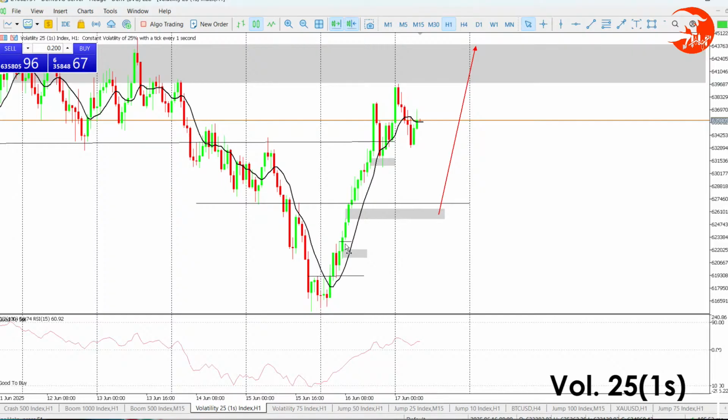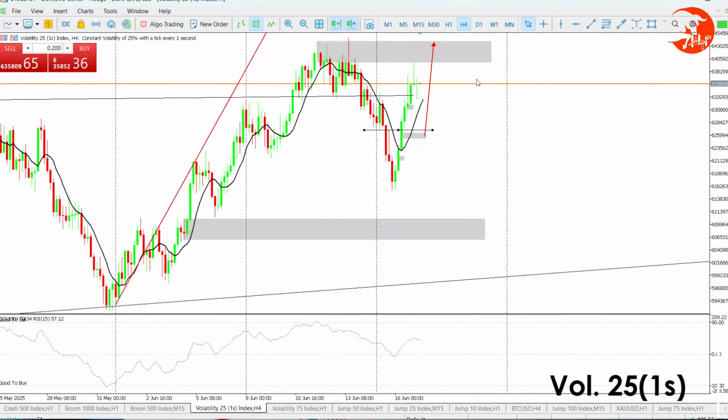Delete all this for now. Need it clean. So this was a break of structure. This is H1. Let me go to H4. So H4, this is where we had our change of character. Price has gone all the way back there. So I can use this level right there as my point of interest.